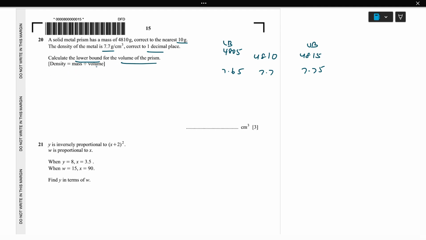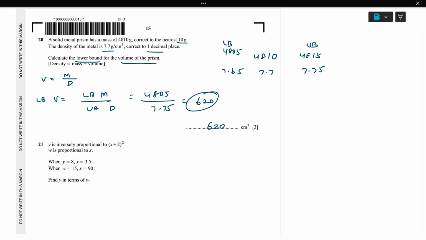Okay, now calculate the lower bound of the volume. So density equal to mass over volume. So rearrange the formula: volume equal to mass over density. So here lower bound of volume equal to lower bound of mass over upper bound of density, which is lower bound of mass, 4805, over upper bound of the density, which is 7.75. So the answer is 620. 620 is the answer here.